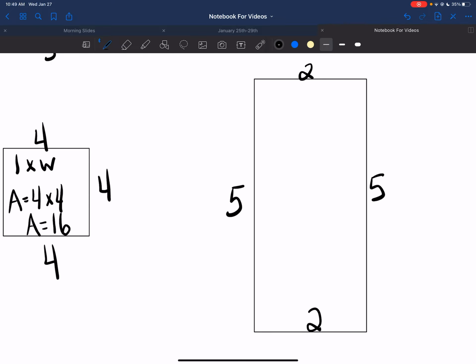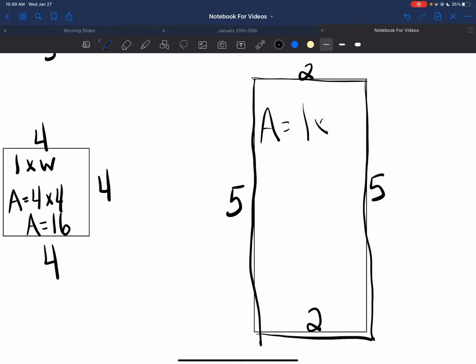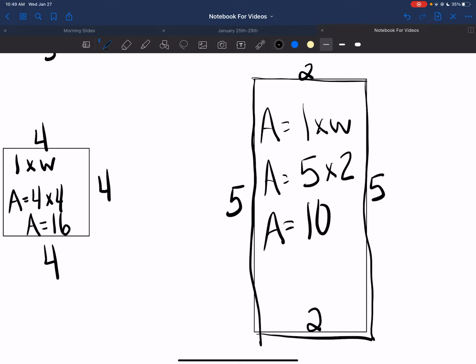Last but not least is this rectangle. Again, we know it is a rectangle because the left side and the right side are equal. The top and the bottom are equal. Area equals length times width in this strategy. Area would be 5 times 2 or 2 times 5. We know it's the same thing because our factors are staying the same. We're just switching the order. Area equals 10. So the amount of space inside this rectangle is 10 or 10 square units.